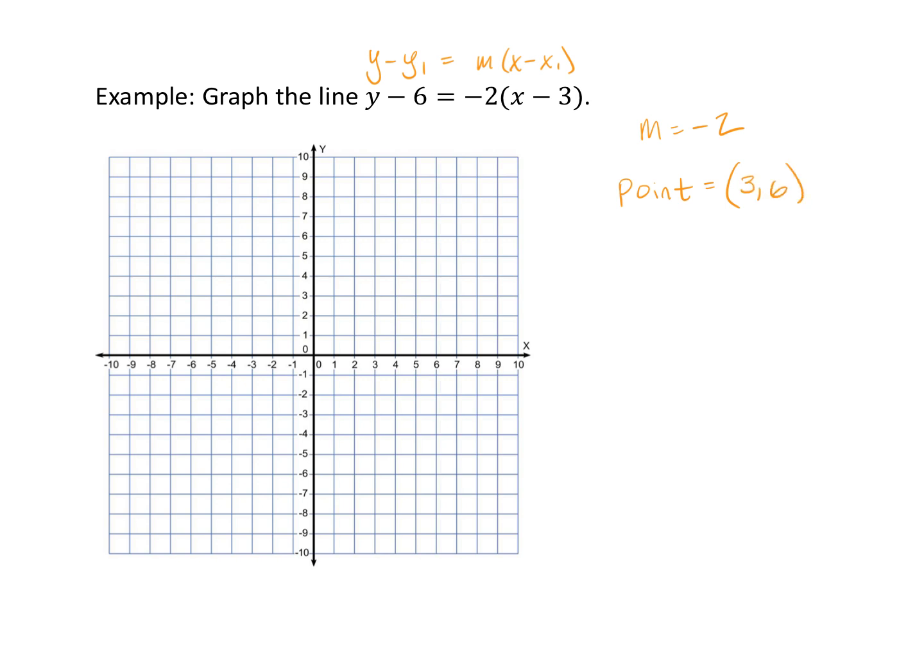So I can plot the point 3 comma 6, and then I can use the slope to get some more points. It's -2. Again, this is rise over run. So that would mean down 2, right 1, down 2, right 1, down 2, right 1, down 2, right 1. And I can continue this pattern to get a whole straight line of points that I can connect to draw my line.